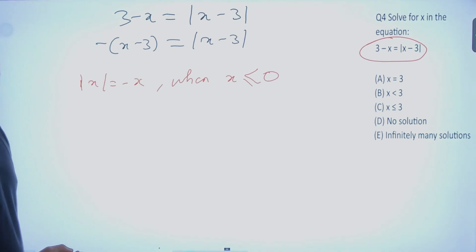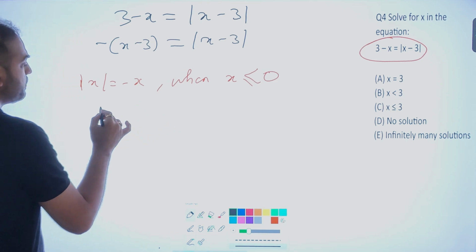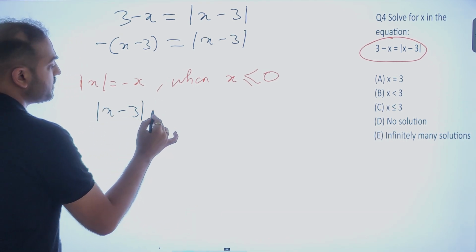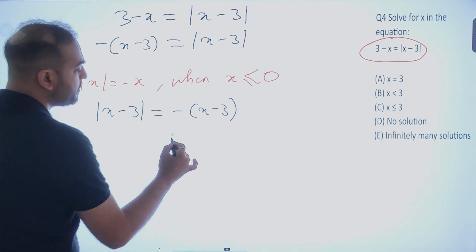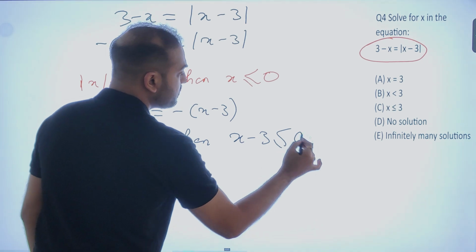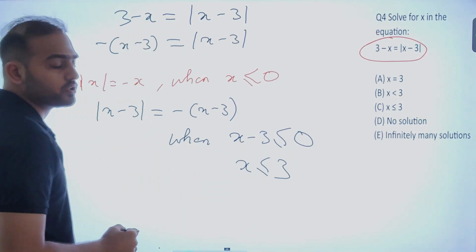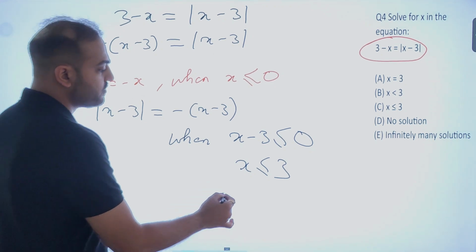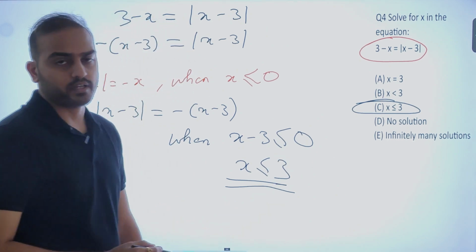So what do we understand from this? If we apply the same thing here, modulus of x minus 3 is equal to minus of x minus 3. When will this happen? When x minus 3 is negative. So if you simplify that, x is less than equal to 3.